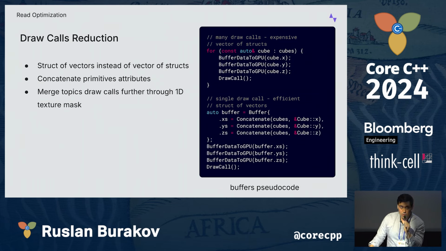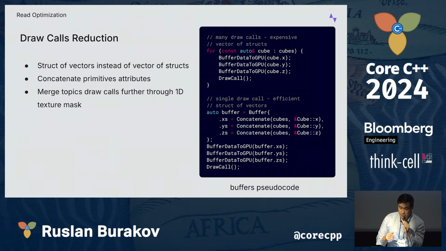A draw call is basically a command sent from the CPU to the GPU to draw something on the screen. They are quite costly because the communication between CPU and GPU is quite time-consuming. That is why we heavily want to minimize them. In pseudocode, it may look like this.